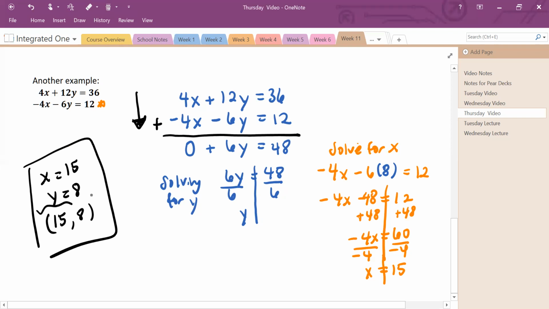So again, you can either write it as x is equal to 15, y is equal to 8, or as a coordinate point. All right.